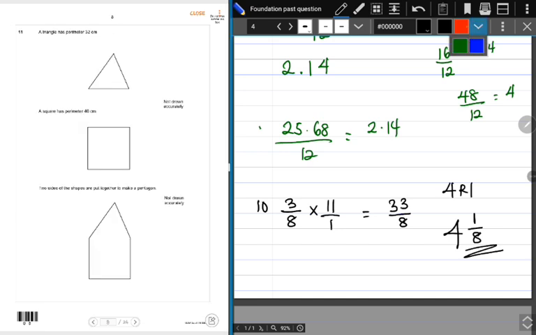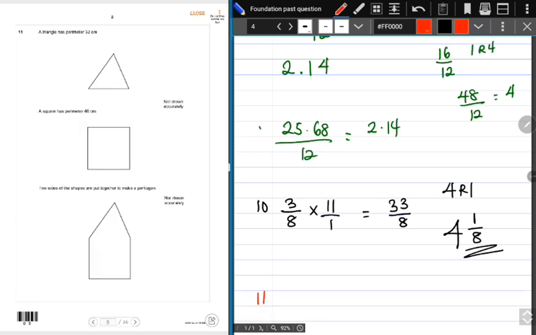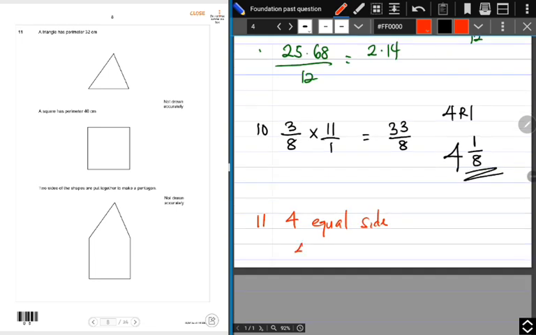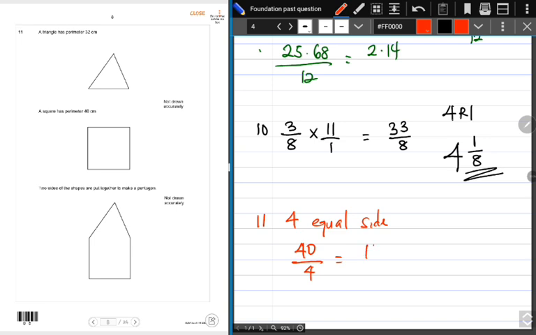So for question 11, let's work out the perimeter of the square first. The square has 4 equal sides. So that will be 40 divided by 4 equals 10. That means each side is 10.